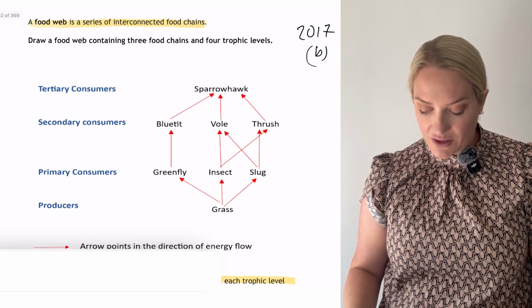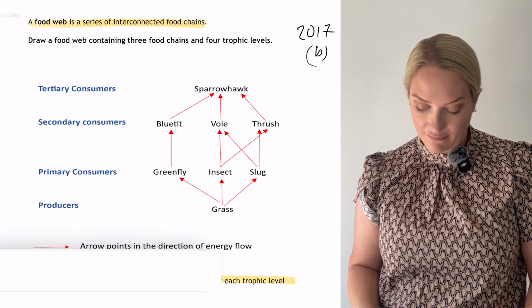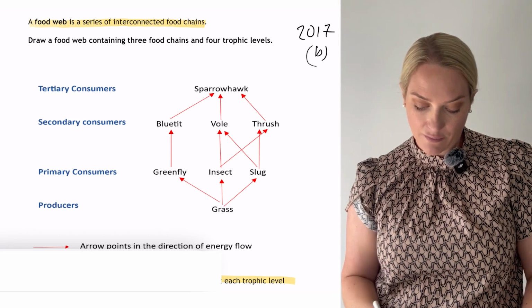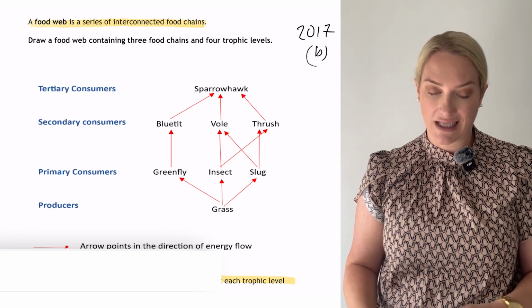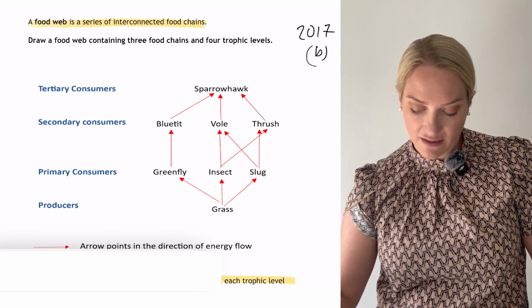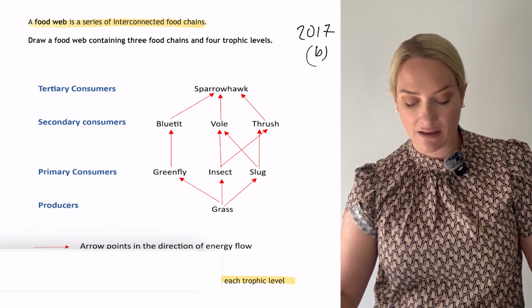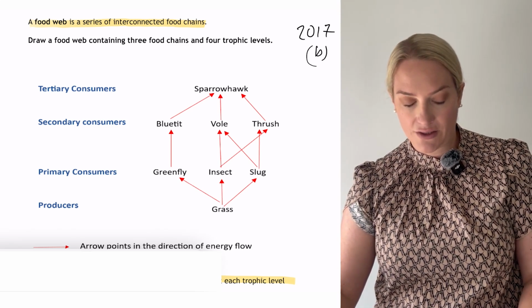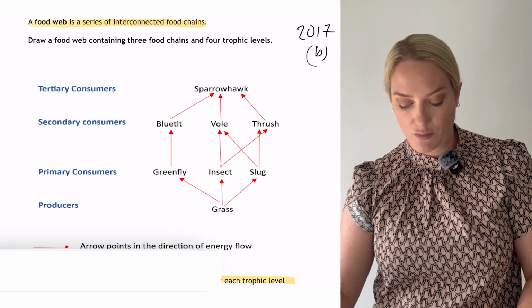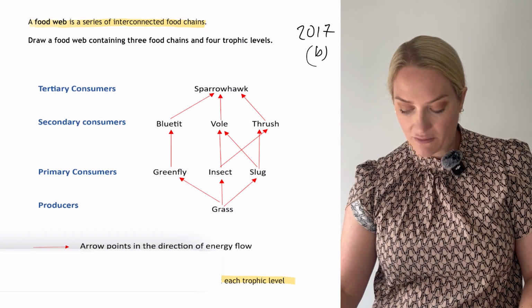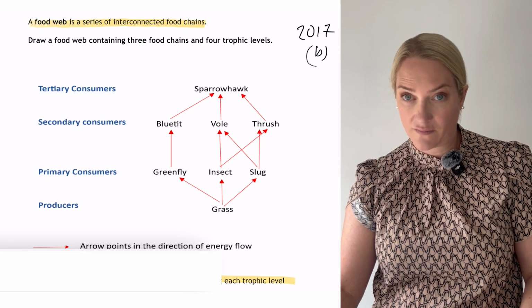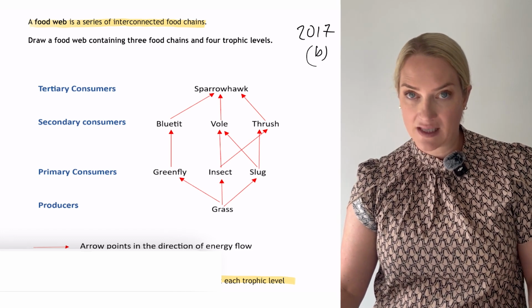So our producers, grass, your green plants. Then I have here for this example your primary consumers. If we just follow one food chain, because remember a food web is interconnected food chains: your grass, green fly, blue tit, eaten by the sparrowhawk. Sparrowhawk, your tertiary consumer, blue tit, your secondary consumer, and the green fly primary. Then we have another food chain going up. We have grass, insect, vole, a type of very small field mouse, and sparrowhawk.